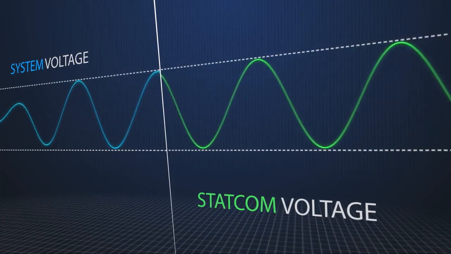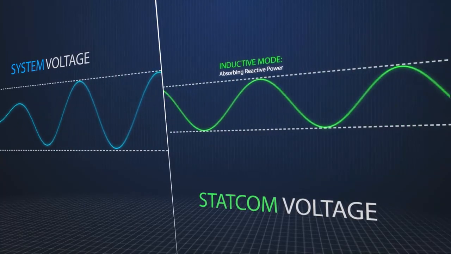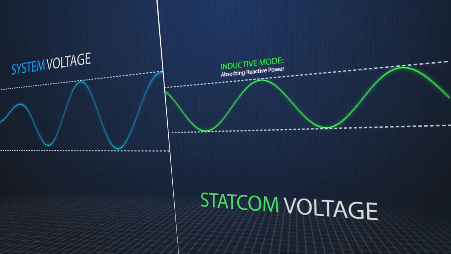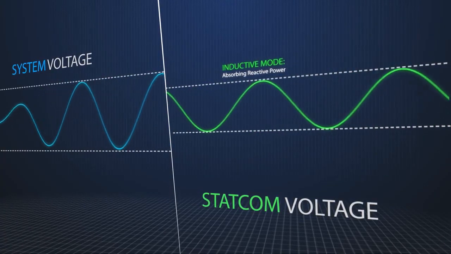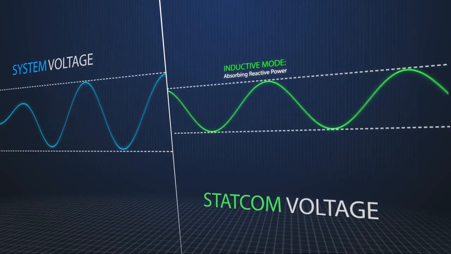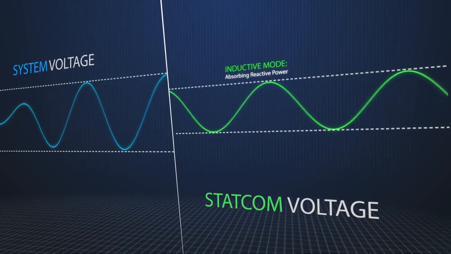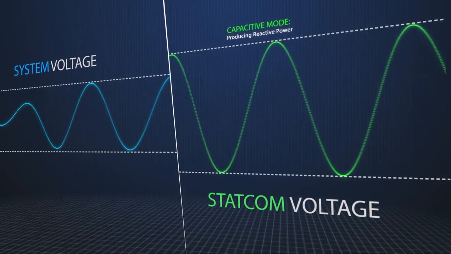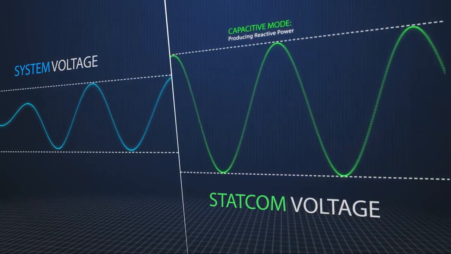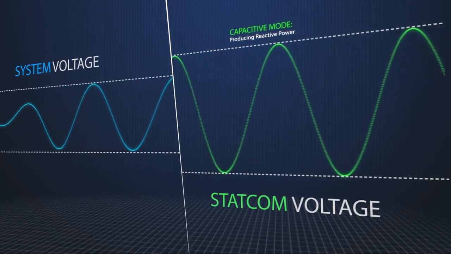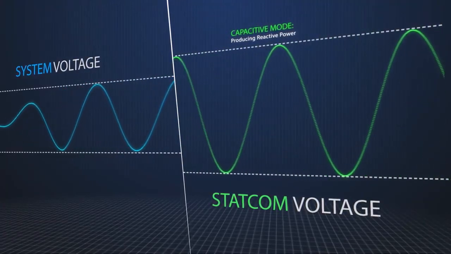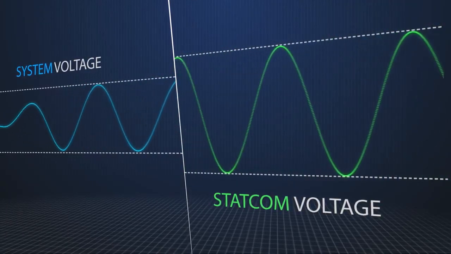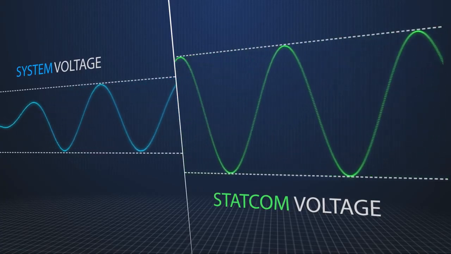When in the inductive mode, the voltage waveform generated by the Statcom is smaller in magnitude than the grid voltage, thereby absorbing inductive reactive power from the network. When in the capacitive mode, the voltage waveform generated by the Statcom is larger in magnitude than the grid voltage, thereby generating reactive power to the grid. So how does the Statcom generate these waveforms that control the reactive power output?